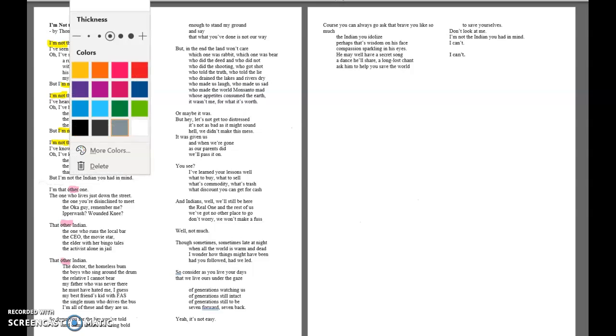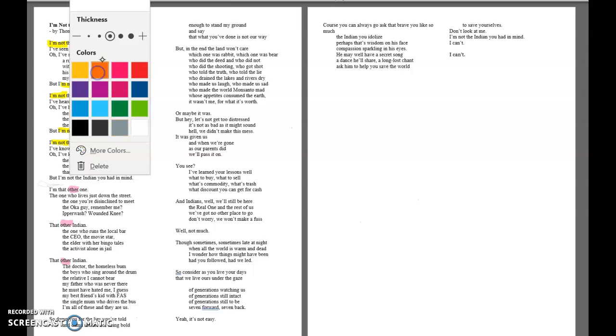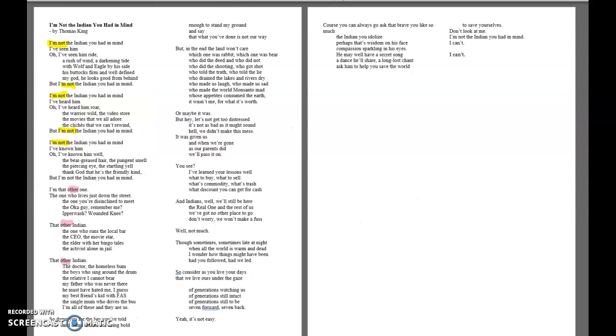Ooh, you can't see that at all. Let's see if I can do a different color. Let's do orange. So this first part of the poem, there's a shift in tone. So when I'm annotating it, I'm just going to circle that.